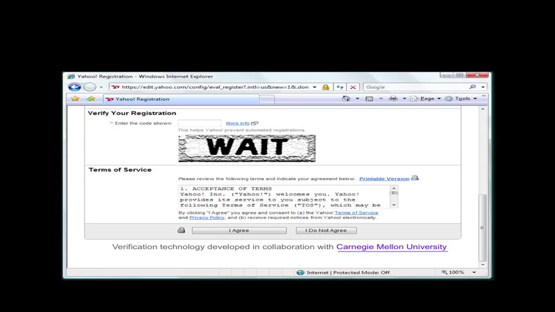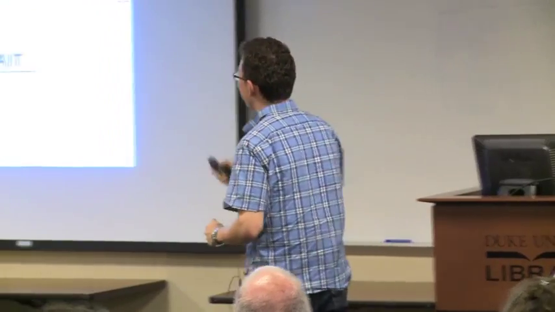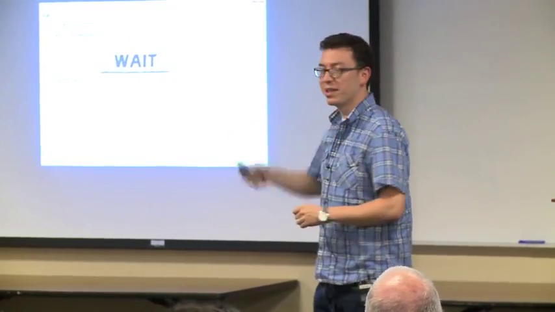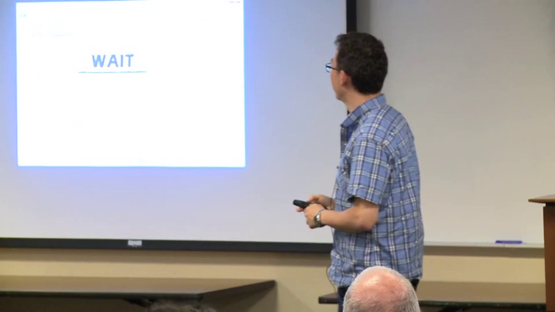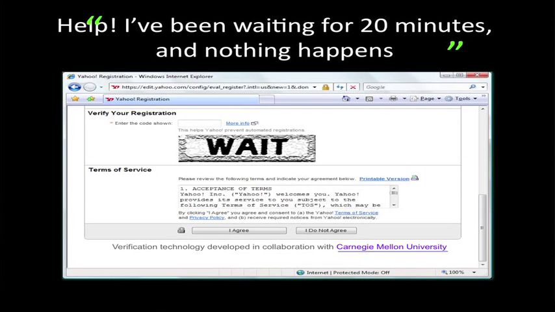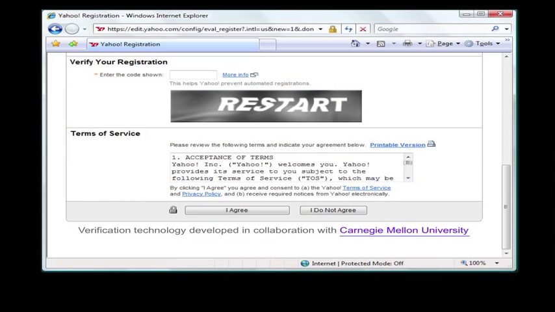This was a screenshot from something that was shown in Yahoo. This is in the Yahoo registration page. The random characters that happened to be shown in this CAPTCHA were W-A-I-T, which of course spell the word wait. But the funny thing is the message that the Yahoo help desk got about 20 minutes after this was shown. Okay, so the person thought they had to wait. This, of course, is not as bad as this poor person.